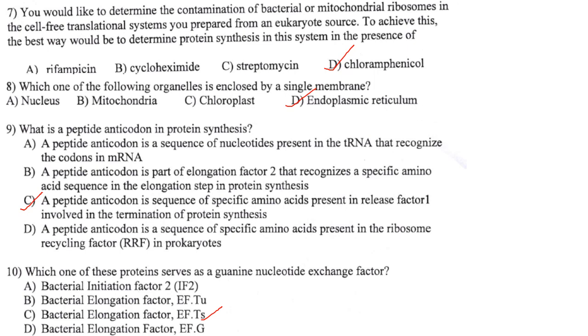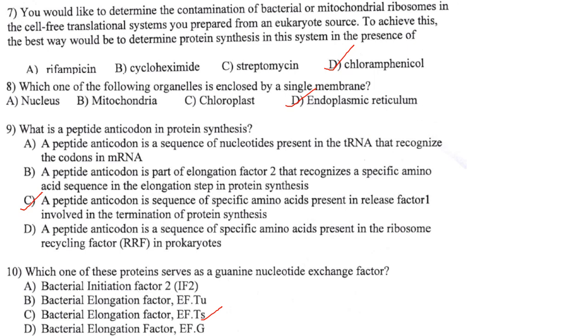Then next one. You would like to determine the contamination of bacterial or mitochondrial ribosomes in cell-free translation systems you prepared from a eukaryote source. To achieve this, the best way would be to determine protein synthesis in the system in the presence of chloramphenicol antibiotic. Answer is option D.